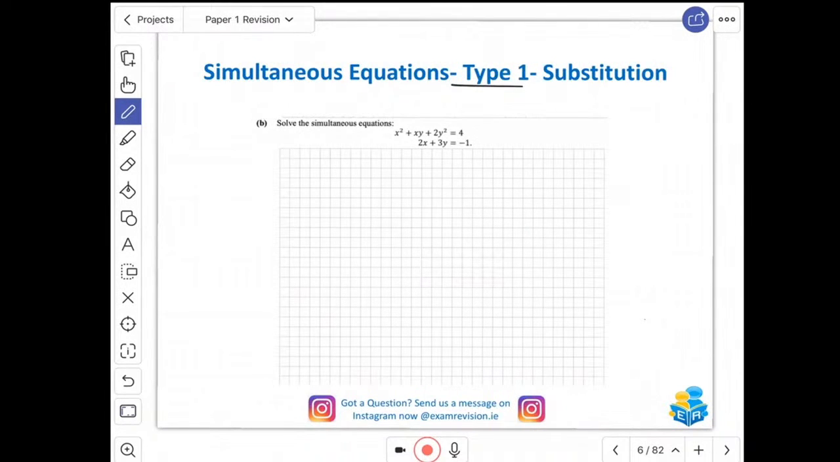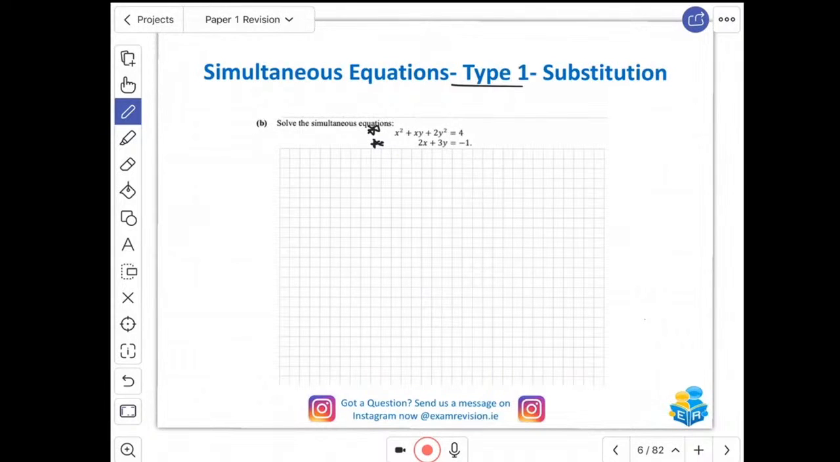So a linear equation is where we just have x and y. There's no squares or cubes or anything like that. So the second one here would be our linear equation. And then the one on the top is our non-linear equation. The reason why that's non-linear is because it obviously has x squared and y squared.